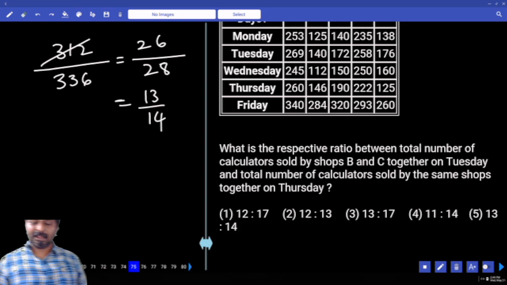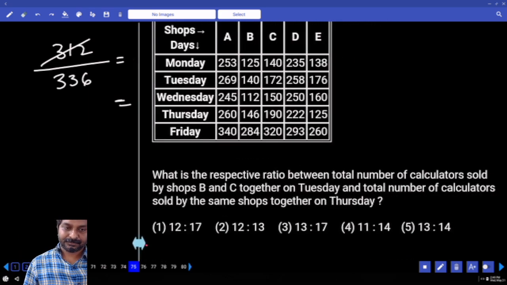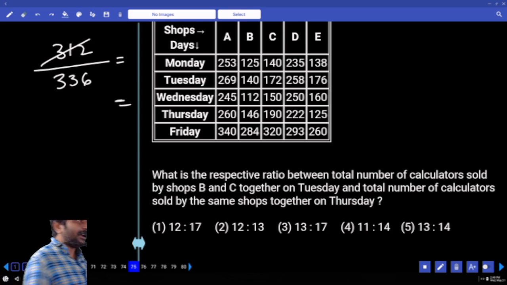So let me tell you what I verified earlier was your original numerator 312, denominator 336. Is your numerator 3 multiple? 9 multiple?